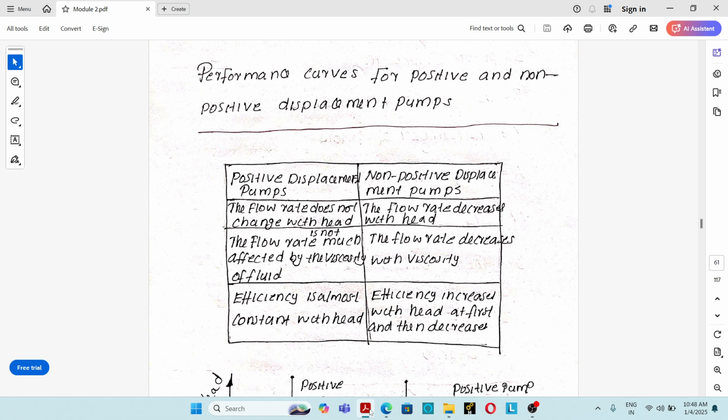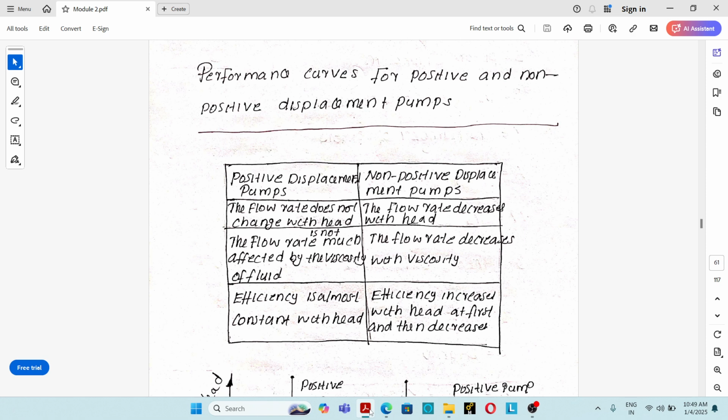Positive displacement pumps are commonly used in industrial hydraulic circuit applications. A positive displacement pump, which is also known as a hydrostatic pump, produces high head, low discharge. Non-positive displacement pumps are also called hydrodynamic pumps. Hydrodynamic pumps are low head, high discharge pumps. That's why they are used in household applications.